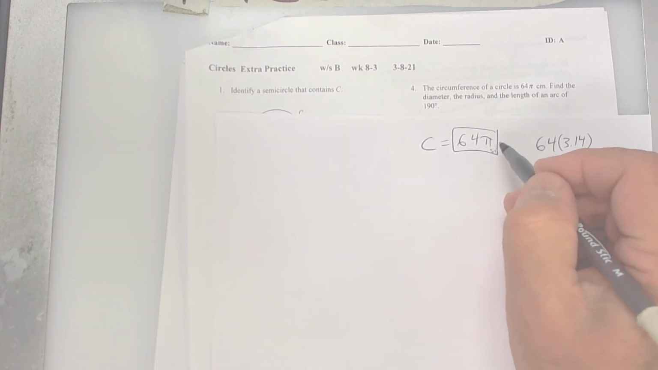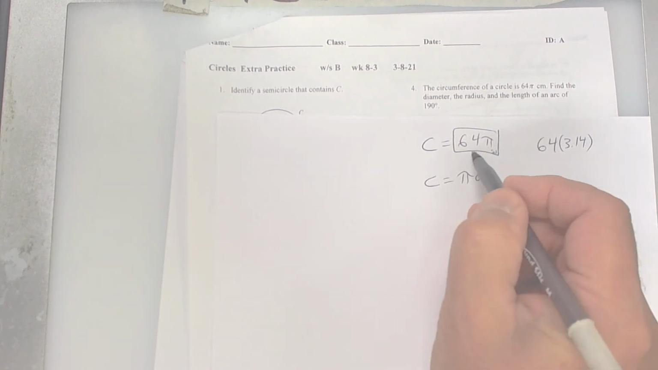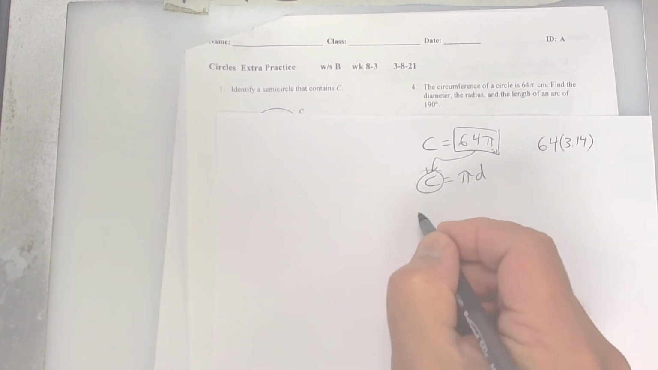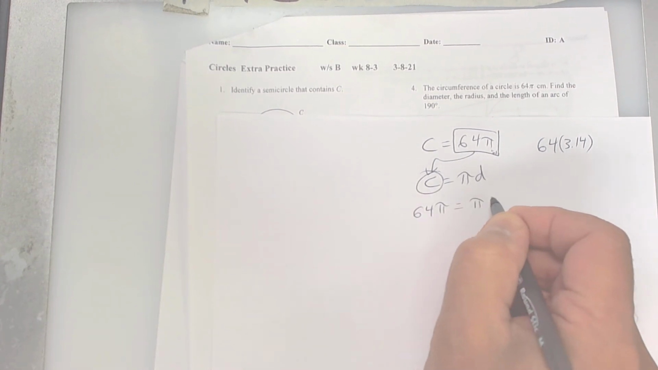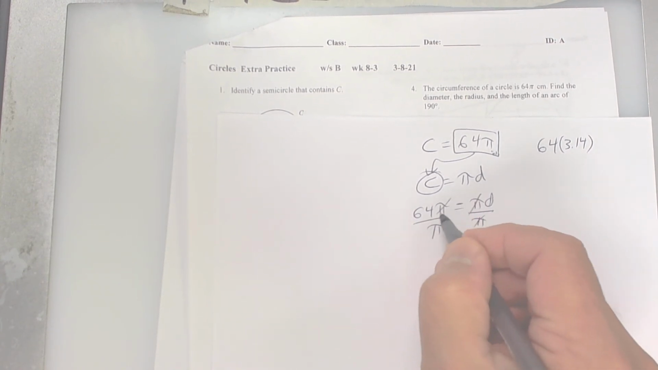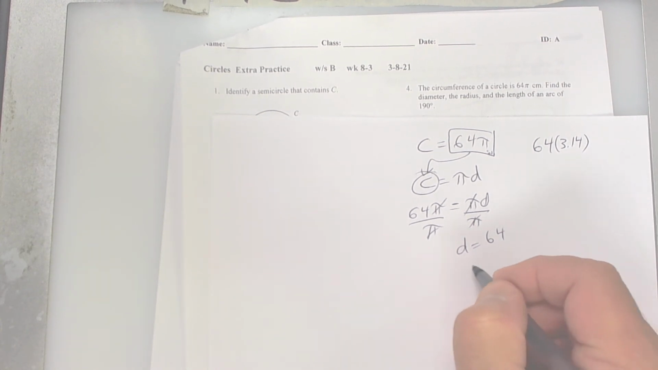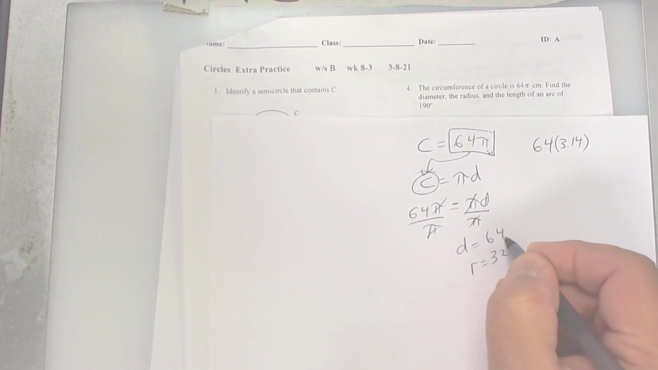It says the circumference is 64 pi. Okay, they left it in terms of pi. Now you could multiply by 3.14 if you want to. I'm going to leave it like this. So you write down the formula. Circumference equals pi times diameter, and here they give you the circumference. So in place of that, you put 64 pi is equal to pi times diameter. And so you're going to divide by pi, and when you divide by pi, you get diameter is 64. And now you can get the radius by cutting that in half. So the radius is 32, which is half of that.